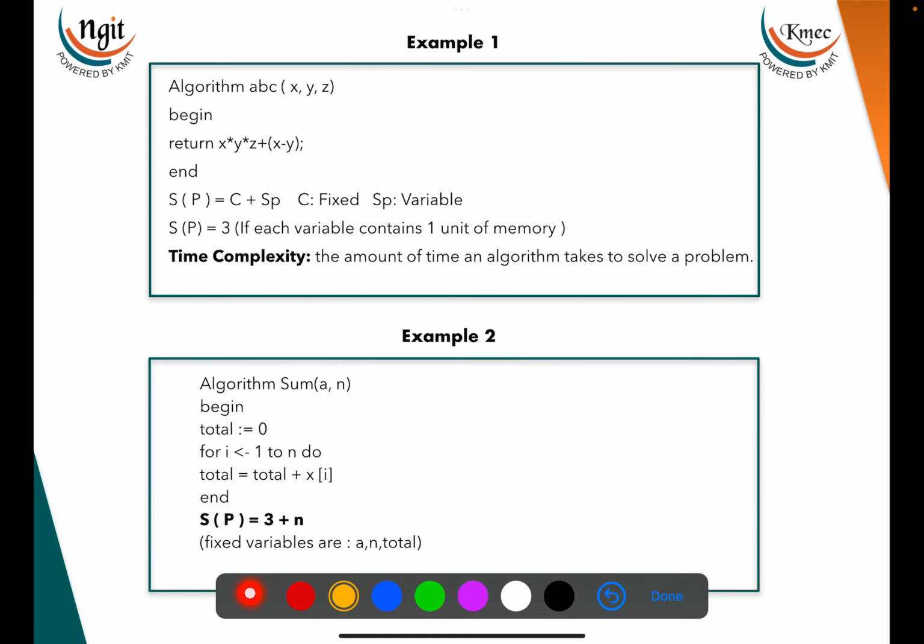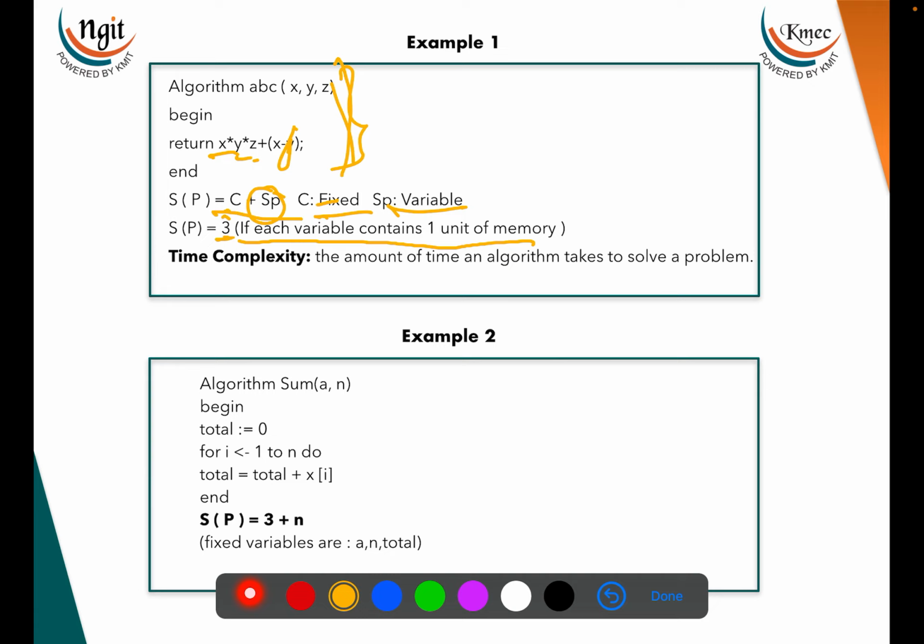Now here we go with the example. Look at this example. In this example, you can find the fixed part variables: X, Y and Z. A variable part we did not find in this example. Hence, S of P is equal to C plus SP, and the SP attribute is not mentioned. The C value is 3. What is the C value? The fixed part variables. How do you get this 3? If each variable contains 1 unit of memory. Hence, S of P is equal to 3.